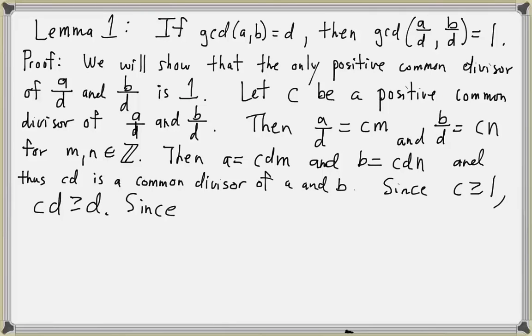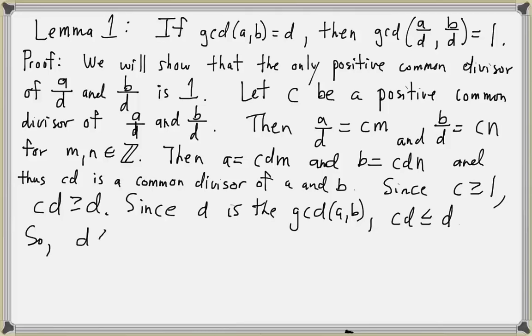But since D is the greatest common divisor of A and B, CD has to be less than or equal to D. So we have that CD is greater than or equal to D and less than or equal to D. Therefore, C must equal 1. And that finishes this lemma.